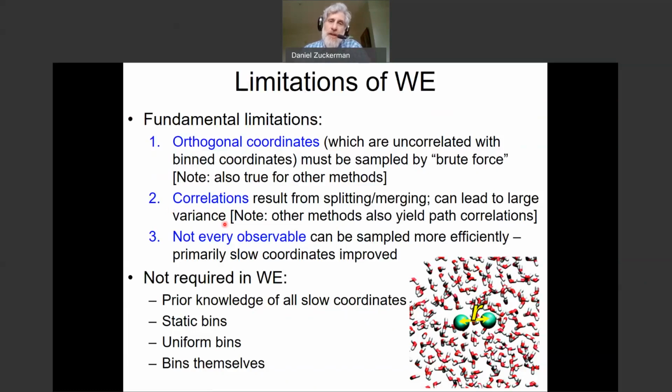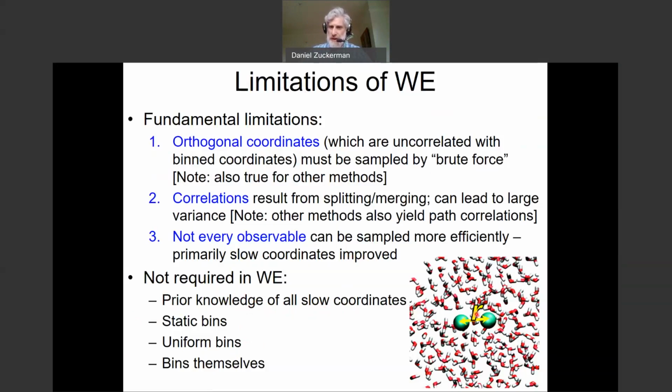And another thing worth mentioning is that not every observable can be sampled more efficiently, right? It's only the observables that are slow that your bins help you to sample better through this sort of ratcheting effect that we discussed. Now, some of the things that may seem like limitations actually aren't limitations. And the thing I'm mentioning here is that you don't need to have prior knowledge of all the slow coordinates.